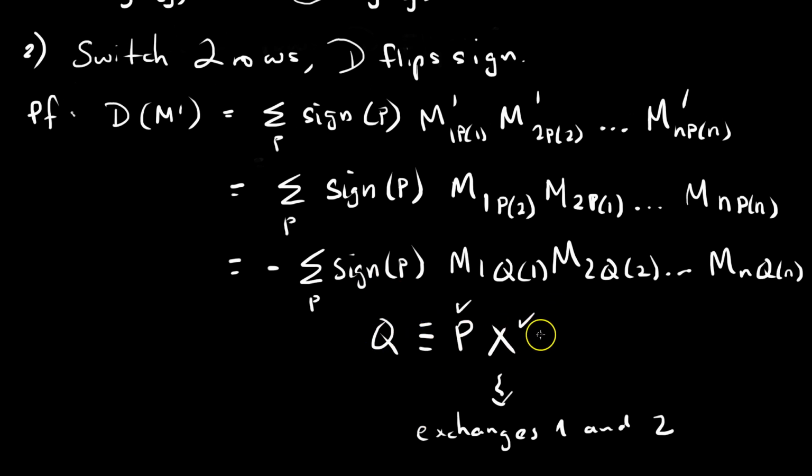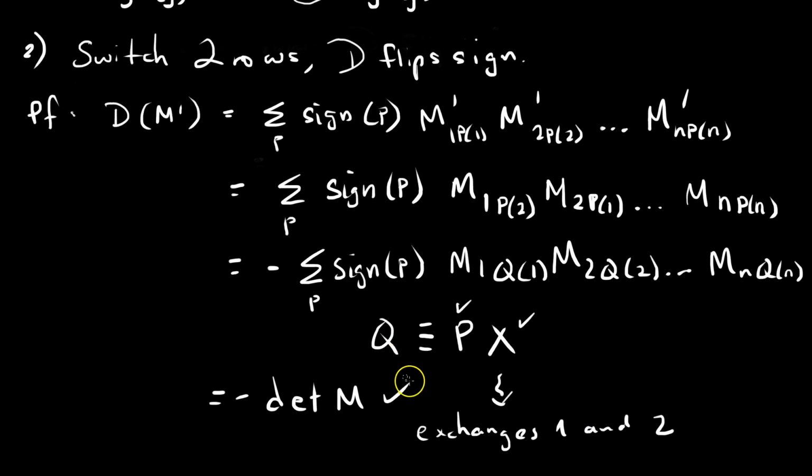That's first X to switch the rows, and then P, the regular permutation. And since we do the switching of the rows, we have to put a minus sign there. So this is nothing more than the negative determinant of M. And that's our little proof there.